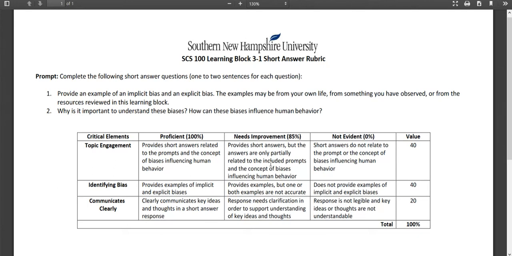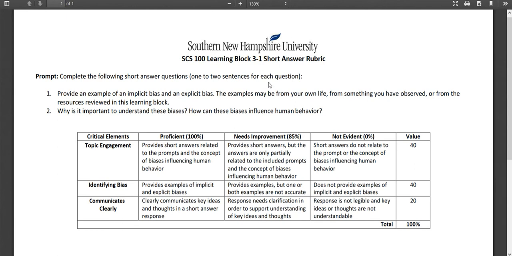Where you will lose points is if, for example, it's not really related to the prompt. If you don't discuss biases at all, or you don't discuss human behavior at all, or you just say it just influences human behavior and don't explain the why part and the how part that it's asking for. If you don't provide both examples of implicit and explicit bias, you will lose points. Or if you have them inaccurate, if you have them reversed, you will also lose points. And of course, that communicates clearly. If what you've written can't be understood, you'll lose points for that as well.